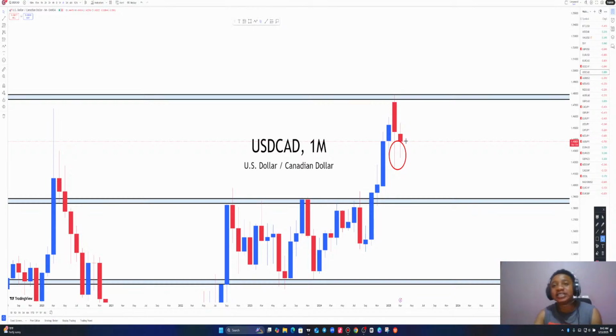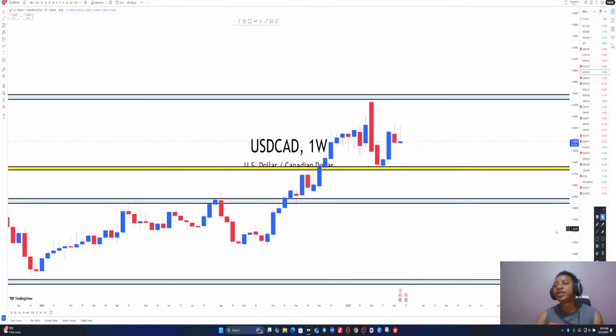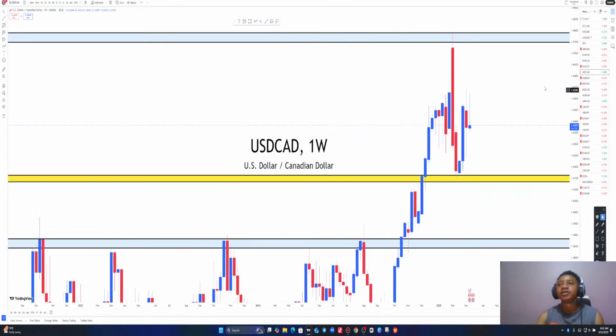But let's go to weekly and see if the market is going up or is dropping all the way down, so that we can know where the direction is on this pair as well. All right, let's take it all the way to weekly. All right, so this is the weekly time frame of USD CAD.